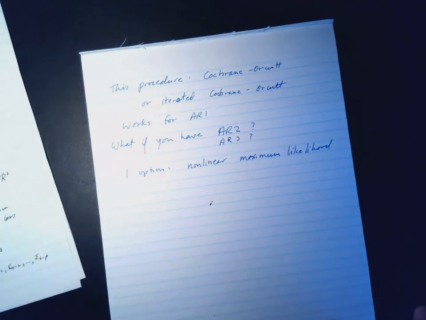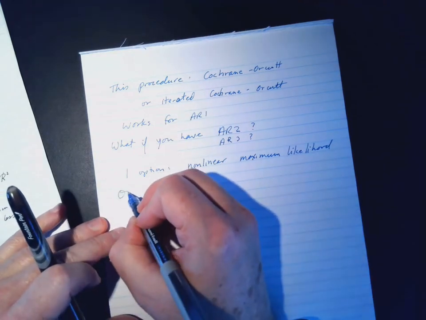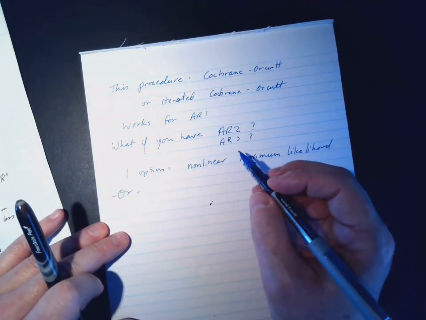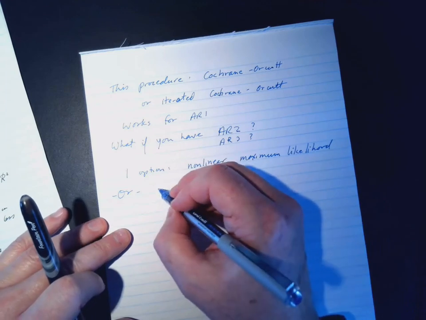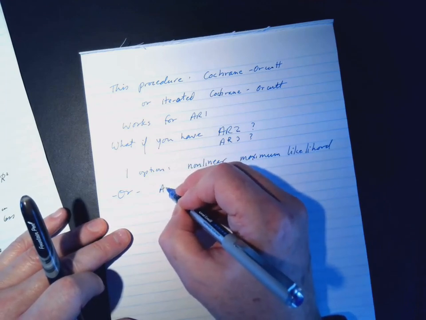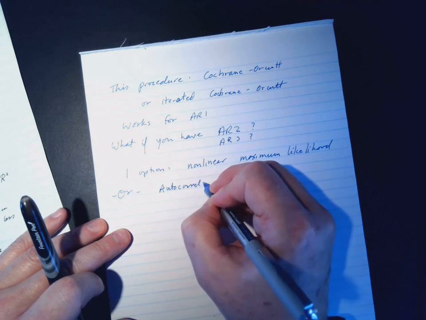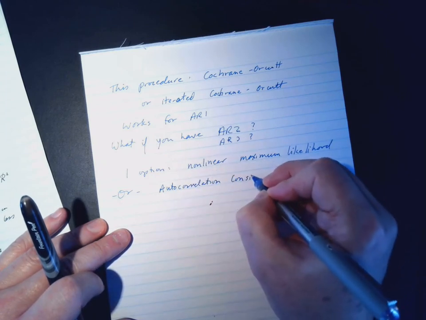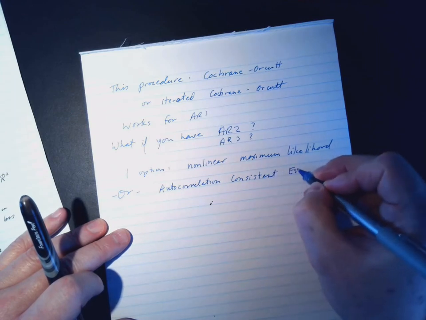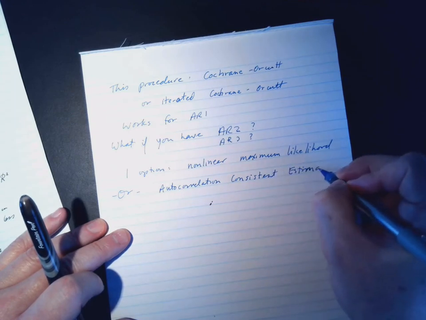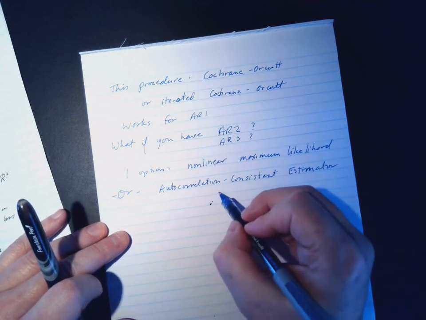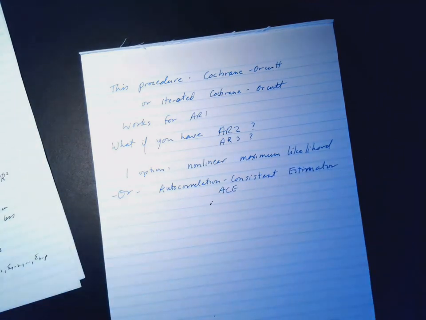So you can just specify it in R or Stata or one of these packages that you want to estimate a whole series of autoregressive parameters, and it will calculate them. Or, and these days what's more common is to use an autocorrelation consistent estimator, ACE. Autocorrelation consistent estimator. So what would this look like?